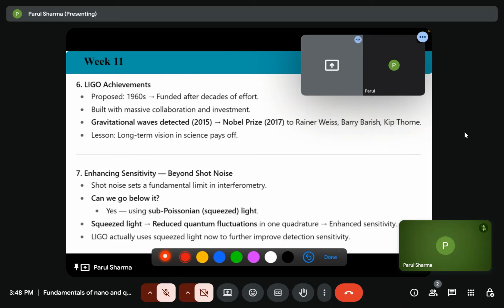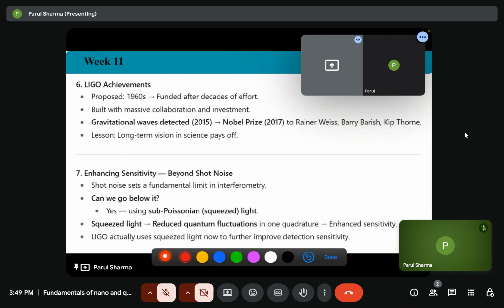And now how can we increase the sensitivity beyond shot noise? So shot noise we can't. Shot noise sets a fundamental limit in interferometry. So can we go below it? Yes, we saw in case of sub-Poissonian or squeezed light.